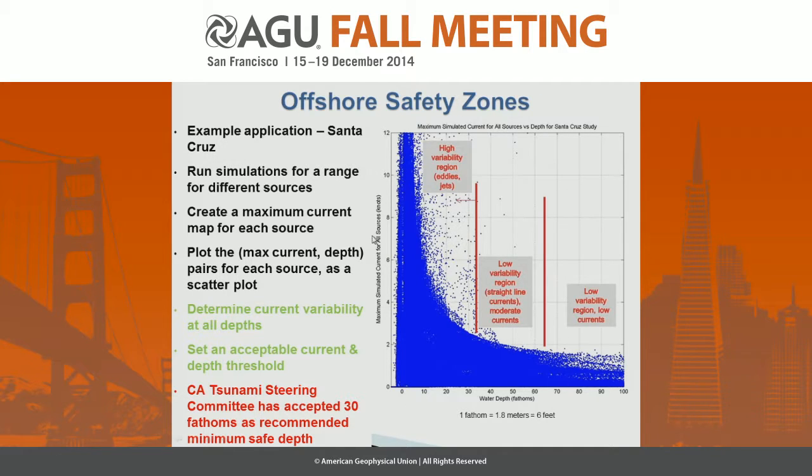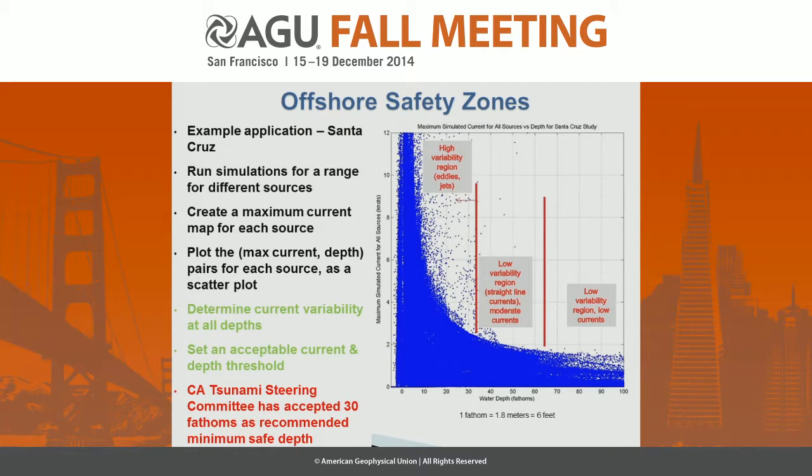And then maximum currents throughout the domain. And so what you see, generally speaking, throughout the simulations is that less than about 30 fathoms, something like 180 feet, you have high variability in currents. So that means that you're in the area where you can get eddies, you can get jets, places where the currents are chaotic, places that you really don't want to be.